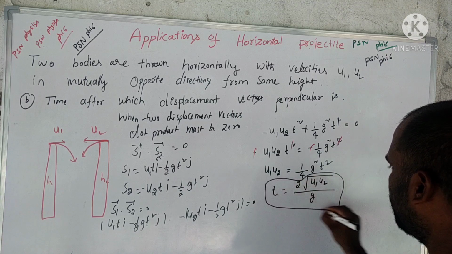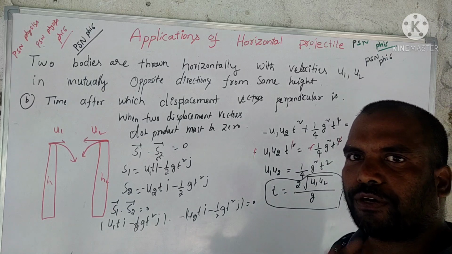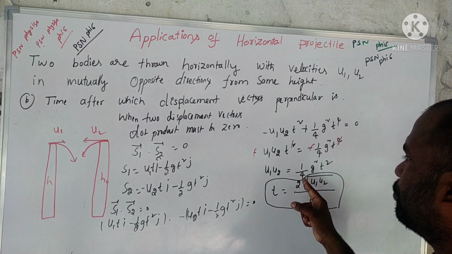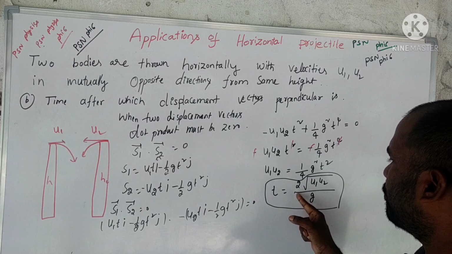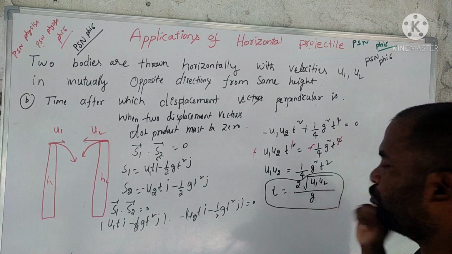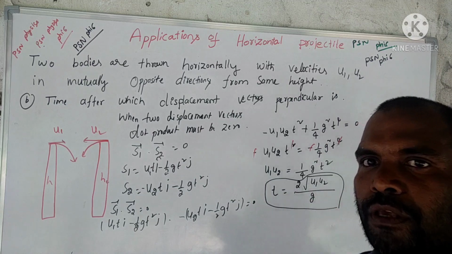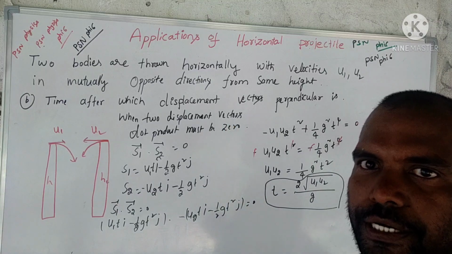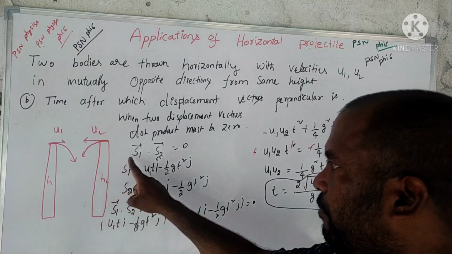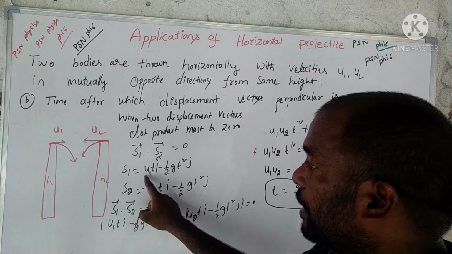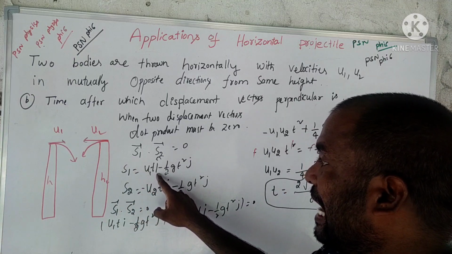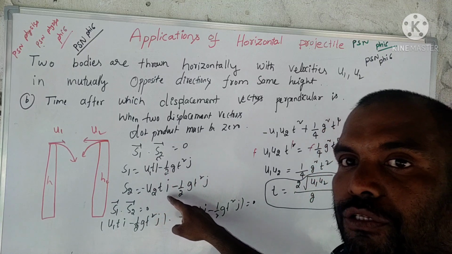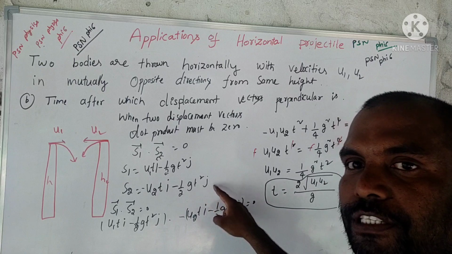This is the expression for time when displacement vectors are mutually perpendicular. Why? Because the square is there, this becomes 2, therefore 2 root u1 u2 by g. This is the time taken for the two displacement vectors to be mutually perpendicular. A clear thing, students, where they confuse me is here only. How is r: root u1 t i minus half g t square j, minus u2 t i minus half g t square j.